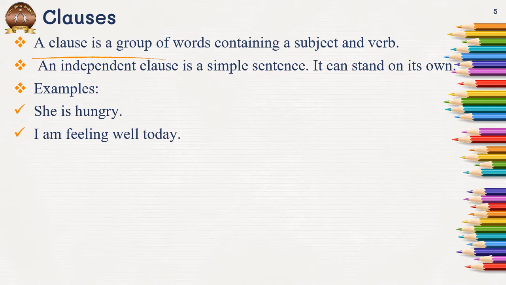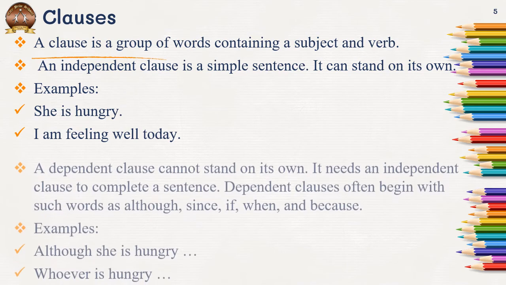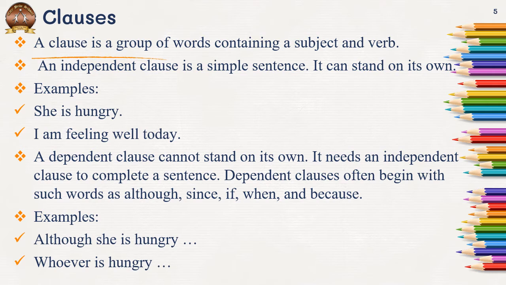So, she is hungry, you see, one subject and one verb. She is hungry. Then, I'm feeling well today. So I is the subject and am feeling is the verb. So one subject and one verb, and they stand on their own. So these are independent clauses, or we call them simple sentences too.